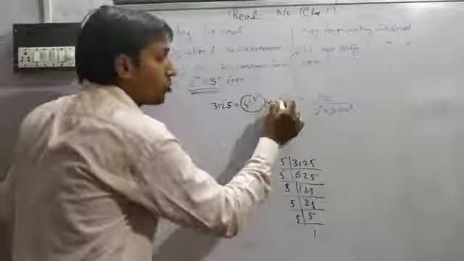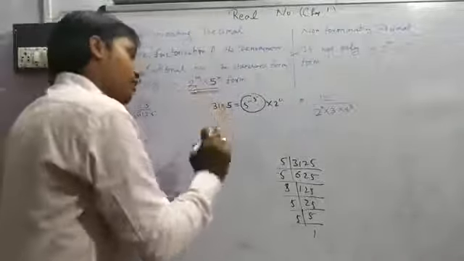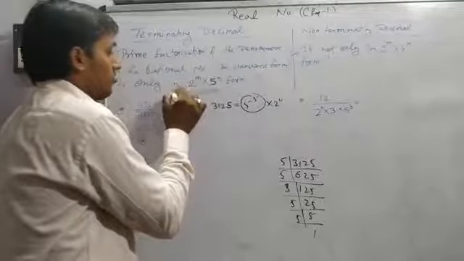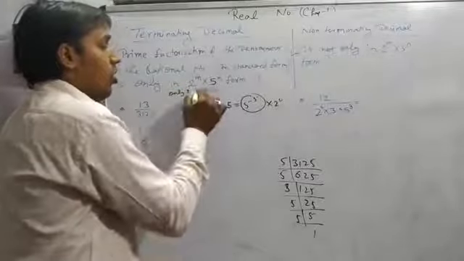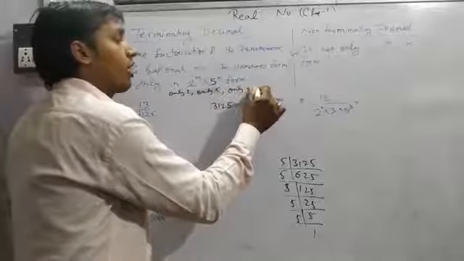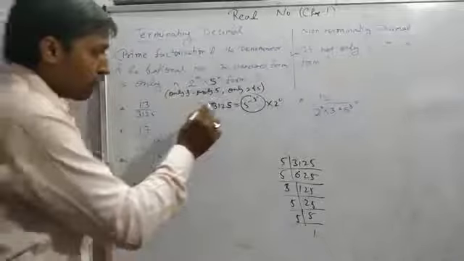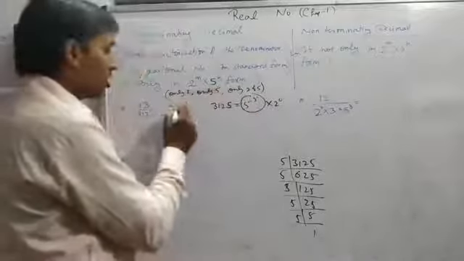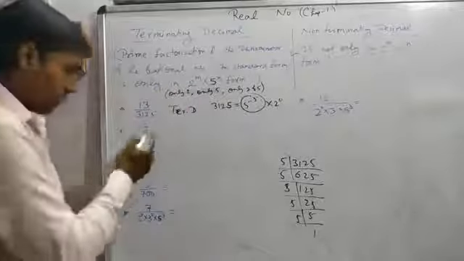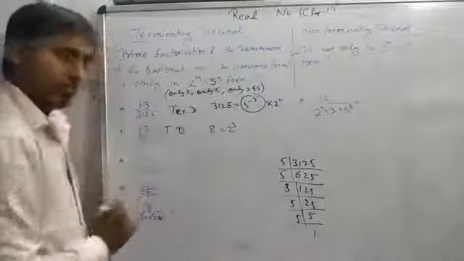We can also write 2 to the power 0. So if the denominator has only 2, only 5, only 2 and 5, then it is terminating. So in this prime factorization only 5, so that is a terminating decimal. Okay, same with 8 to the power 3, only 2, that is a terminating decimal.